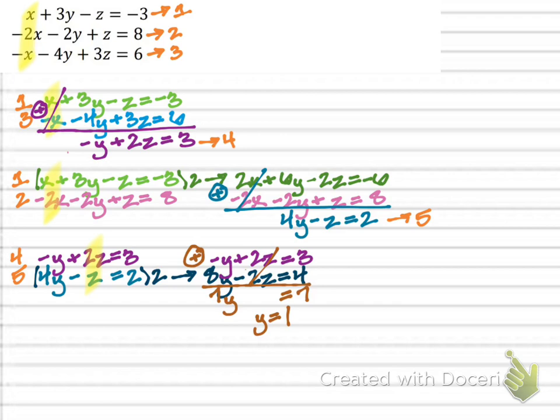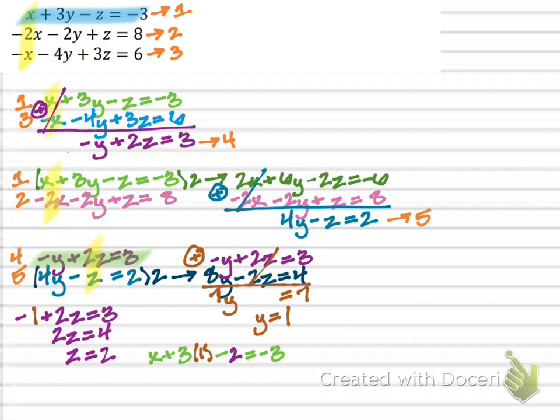So now that I know that y equals 1, I can back solve. So I'll take this equation 4 and plug in the 1 to solve for z. And then I will take equation 1 at the very top and plug in y and z to solve for x. So there are our 3 answers for x, y, and z. And there's our ordered triplet.